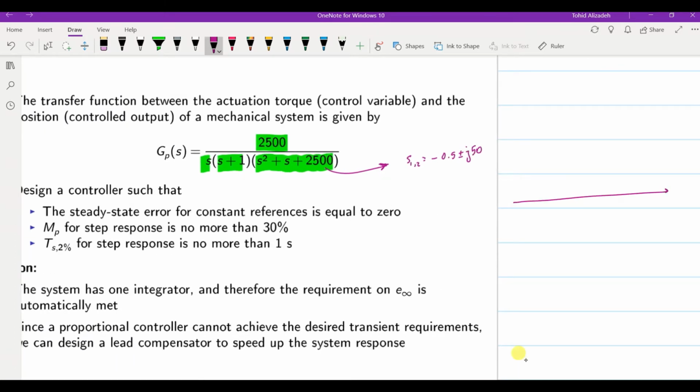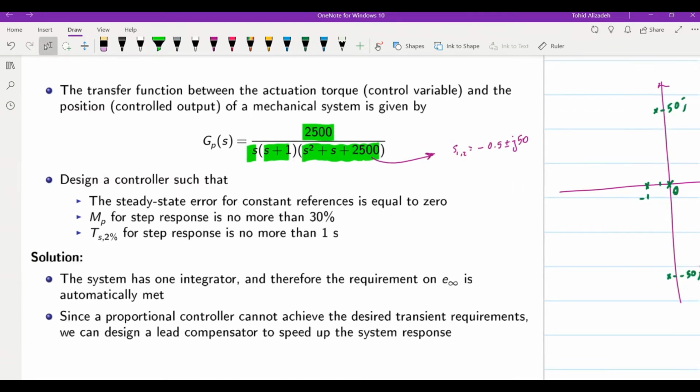So the location of the poles could be shown over here. Poles and zeros of the system. We have a pair of poles in the vicinity of the imaginary axis with a small real value and a relatively big value for the imaginary parts. So minus 50j, plus 50j, and minus 0.5, and we have one pole at minus 1 and another one at the origin, at 0.